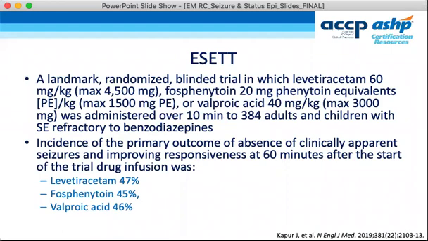This is a great study to do a journal club and topic discussion on, and one of our landmark treatments for management of status. The incidence of the primary outcome of absence of clinically apparent seizures and improving responsiveness at 60 minutes after the start of the trial was 47% in the levetiracetam group, 45% in fosphenytoin, and 46% in valproic acid, all non-inferior to each other. And again, I want to point out that these drugs were administered over 10 minutes. Where I'm at my practice site, we were one of the study centers for this trial.